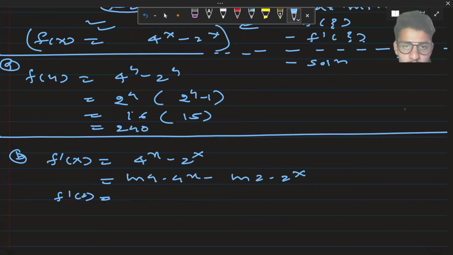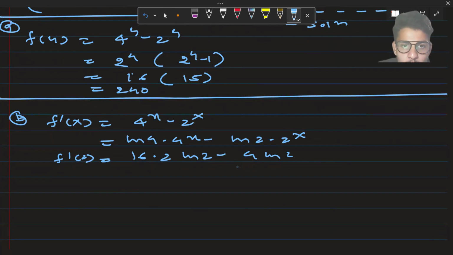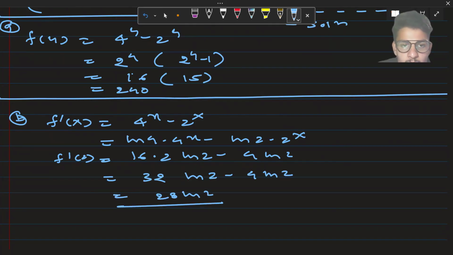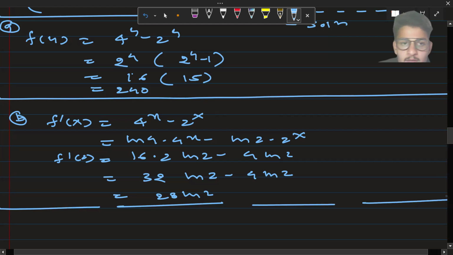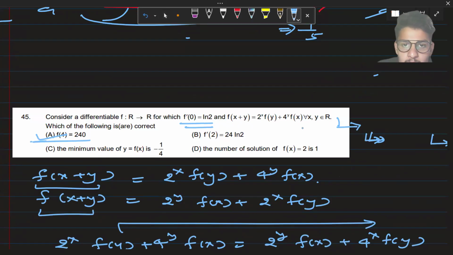When you do this, what you will see is 16 into 2 ln 2 minus 4 times ln 2. This will give you the answer 32 ln 2 minus 4 ln 2. That will become 28 ln 2. So can you check if 28 ln 2 is in the options? 24 is there. So please see it. 28 is not there, so it is the wrong option.